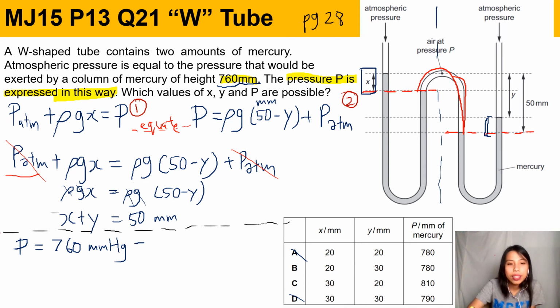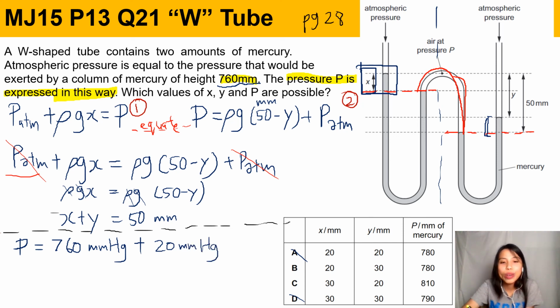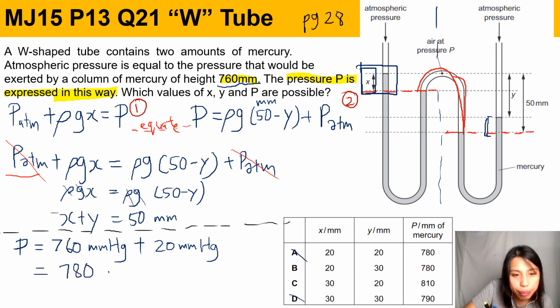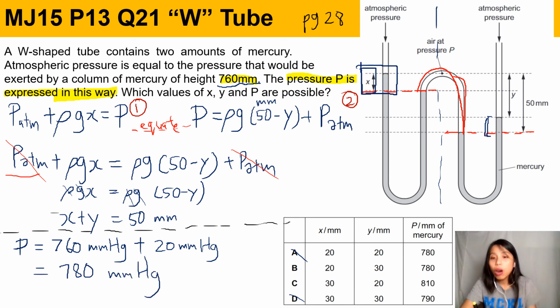Plus rho gx. Rho gx means this small thing here. So how many millimeters of mercury is that? We don't know. We have to try it out. So maybe let's say I choose answer B and try it out. I say it's 20 millimeter of mercury. That's literally the unit of pressure, the old school way, 20 mmHg. So that means if my X is 20, my pressure P should be 780 millimeter of mercury. And that is correct. So it is the answer.